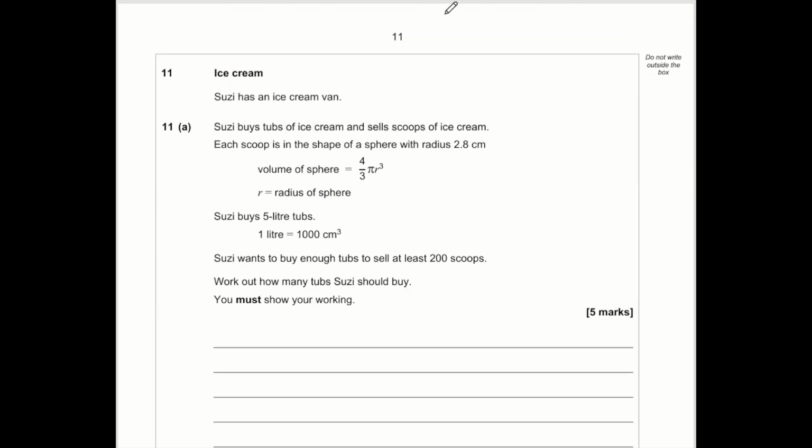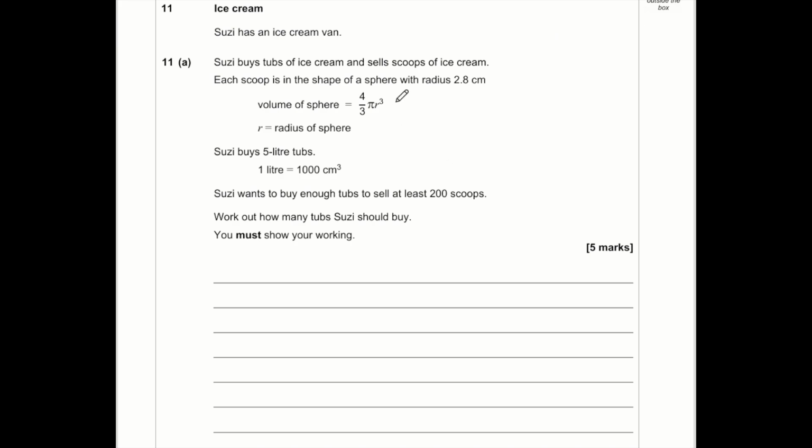Okay, moving on to question number 11. So the first thing we want to do is work out the volume of the sphere, which is a scoop of ice cream. So that is 4/3 times pi, 3.14, times the radius cubed, so 2.8 times 2.8 times 2.8. So I would do 4 times 3.14 times the 2.8 and then divide the answer by 3 just to be on the safe side, and that comes to 91.9057, and that's cubic centimetres per scoop.